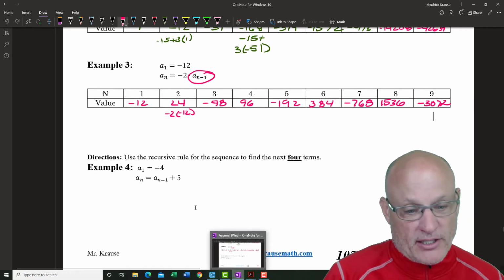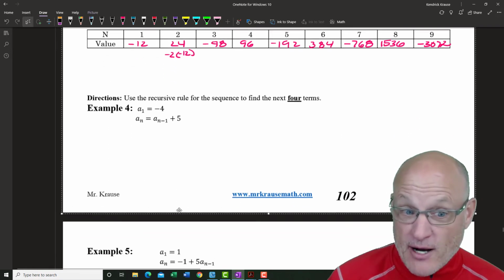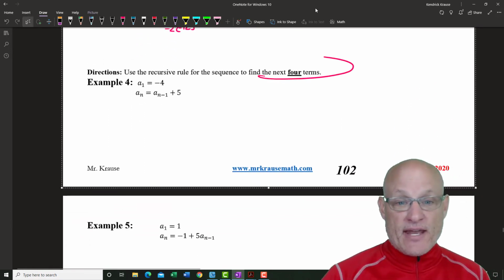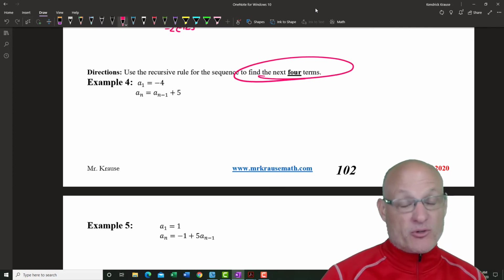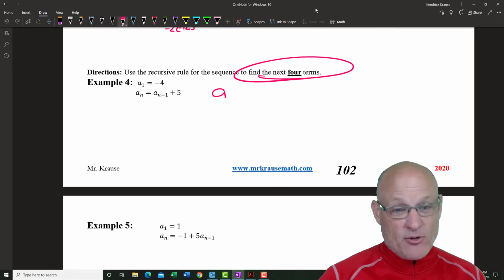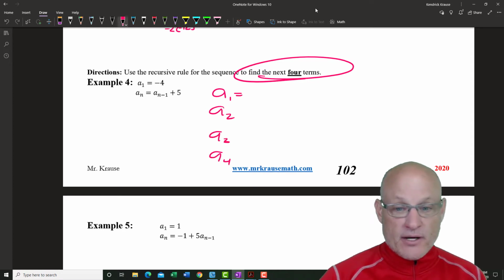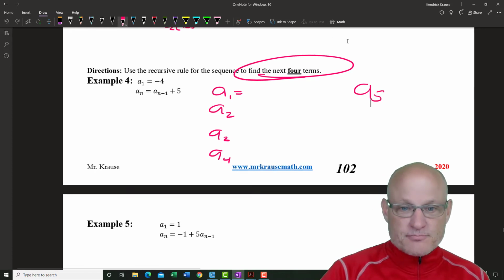This is how you're normally going to see a problem, and you're going to see a problem like this on your test. It should be pretty easy. It says, use a recursive rule to find the next 4 terms. The next 4, which means we have to go to 5. So I gave you a sub 1. You need to find a sub 2, a sub 3, a sub 4, and we'll put a sub 5 up here. Okay. Let's see how this works.